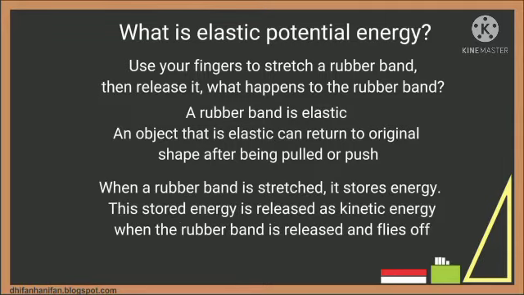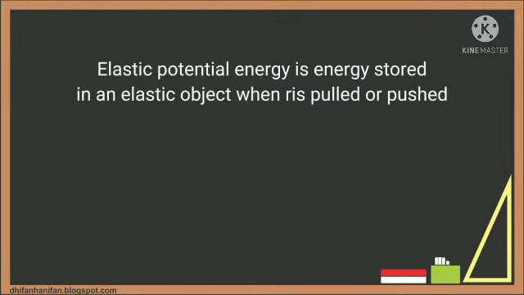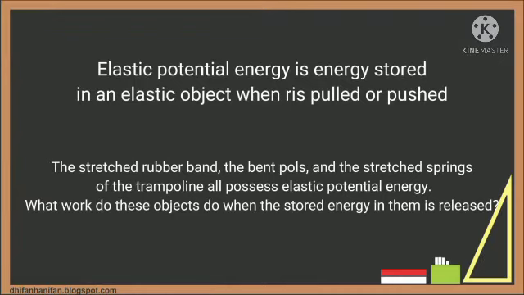When a rubber band is stretched, it stores energy. This stored energy is released as kinetic energy when the rubber band is released and flies off. Elastic potential energy is energy stored in an elastic object when it is pulled or pushed. The stretched rubber band, the bent poles, and the stretched springs of the trampoline all possess elastic potential energy.